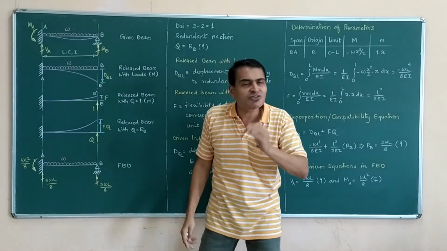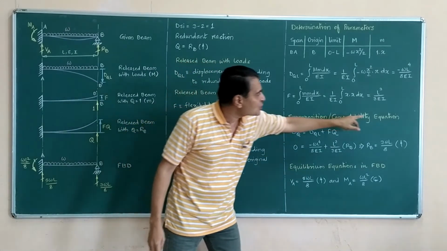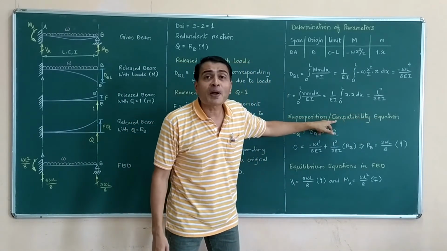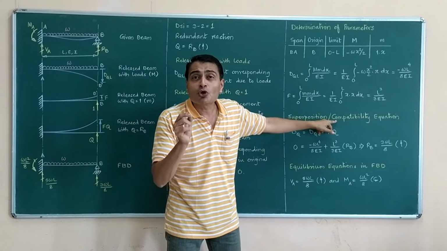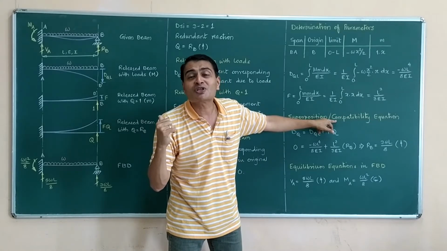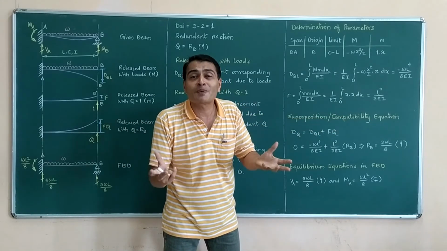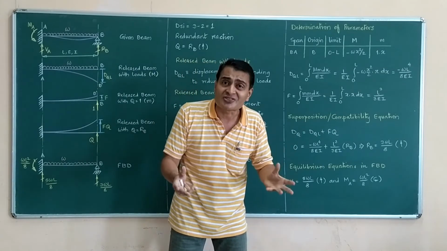This is precisely what I have written here in the superposition equation or compatibility equation. Why am I calling it compatibility? Because it is an equation between displacements. It is an equation between the possible displacements the beam is undergoing under various constraints.